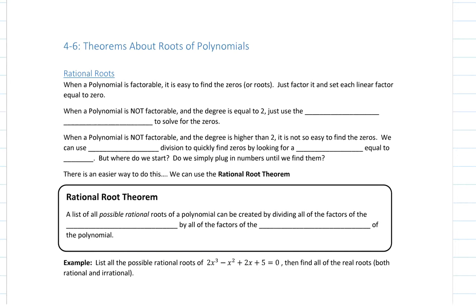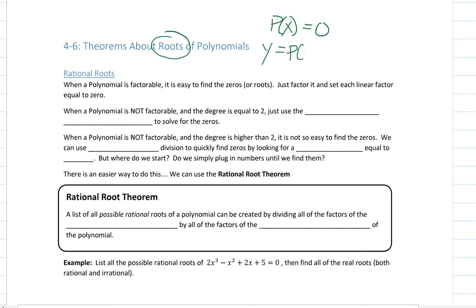Welcome to a video for section 4.6 of Math 3, which is on theorems about roots of polynomials. Just as a reminder, the word roots refers to solutions to a polynomial equation that is set equal to 0. If you are using the word zeros, that's talking about a polynomial function, and it's the values of x that would make y equal to 0. So they're pretty much the same thing. One's more about equations, one's more about functions.